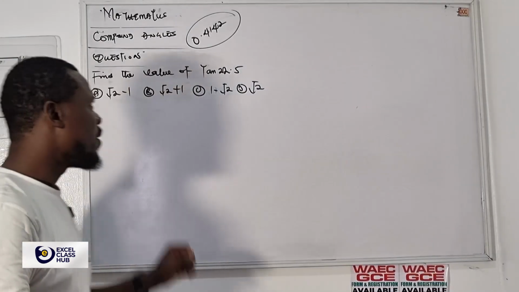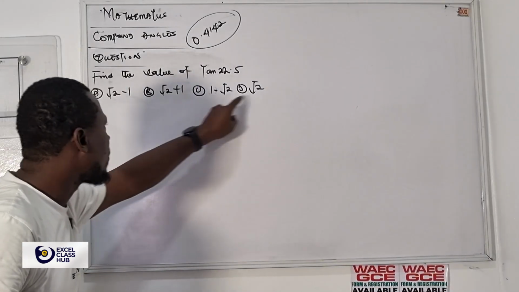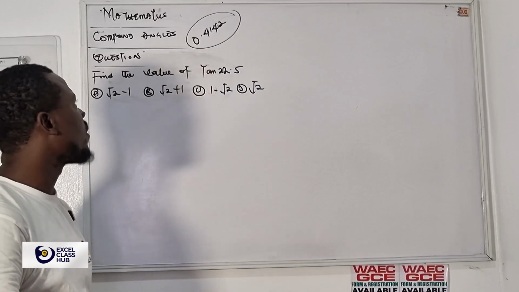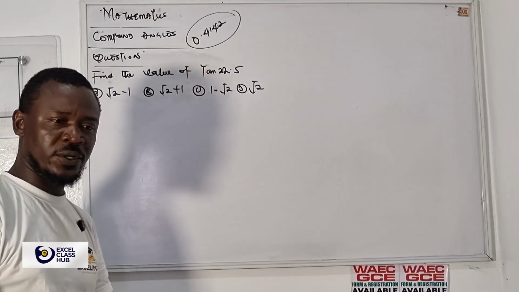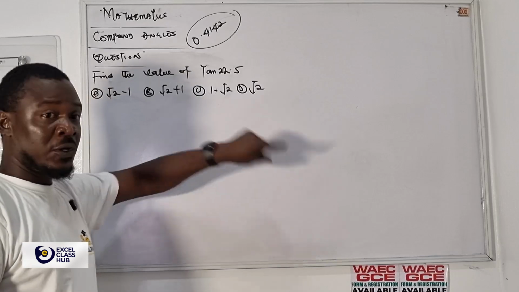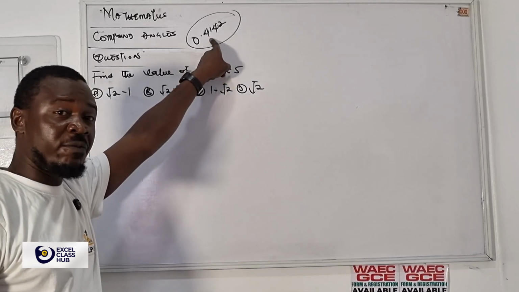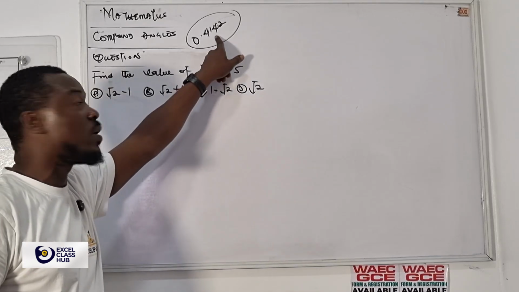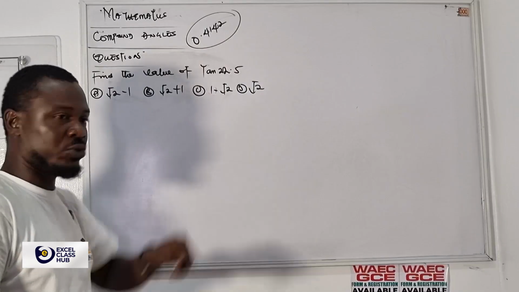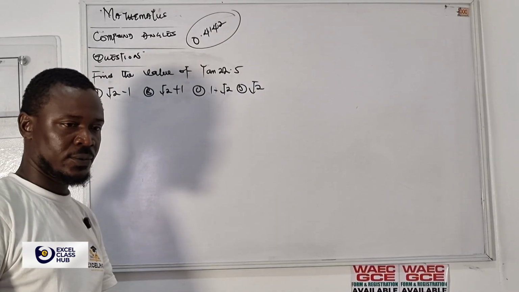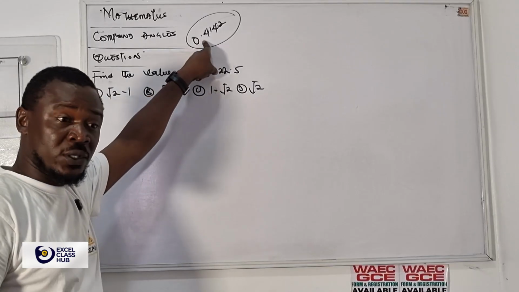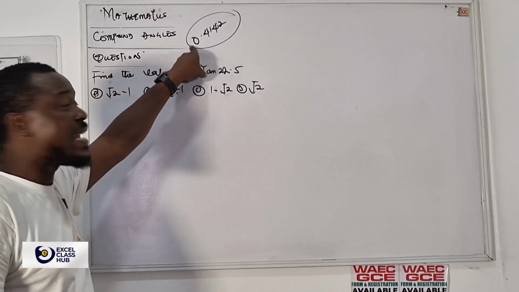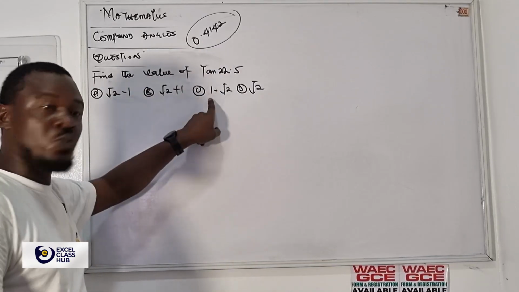Now let's check which of these options gives us 0.4142. Let's start from the back. Option D, root 2, gives 1.41, which does not match 0.4142. Next, 1 minus root 2 gives minus 0.41, but the answer does not carry a negative sign, so C is wrong.